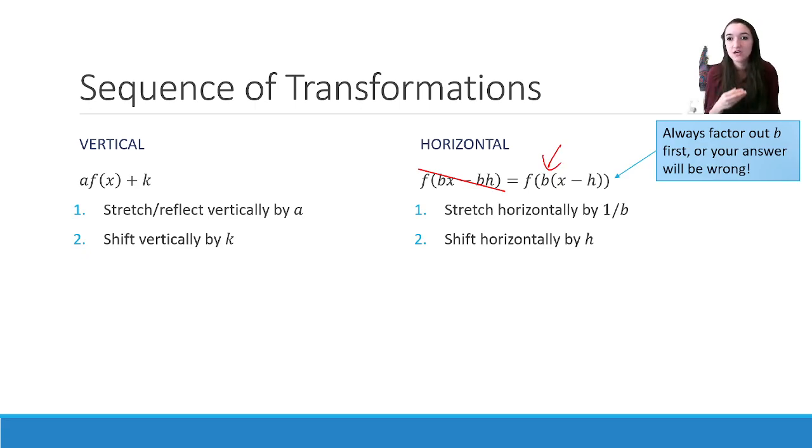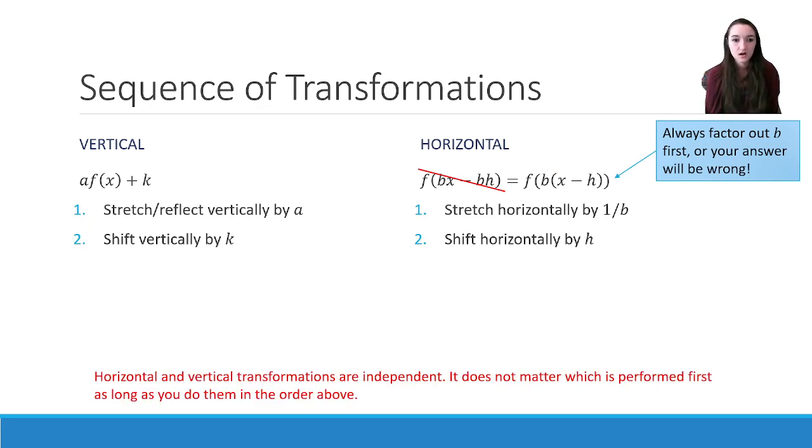You can test this to see why. It's very good to see visually that this does cause a difference in your answer. If you don't factor it out, you will end up shifting in the wrong direction or by the wrong amount, etc. So, horizontal and vertical transformations are independent, though. It doesn't matter which is performed first as long as you're doing them in this order: stretches and reflections followed by shifts. Doesn't matter whether it's vertical or horizontal, just make sure the shifts come last.